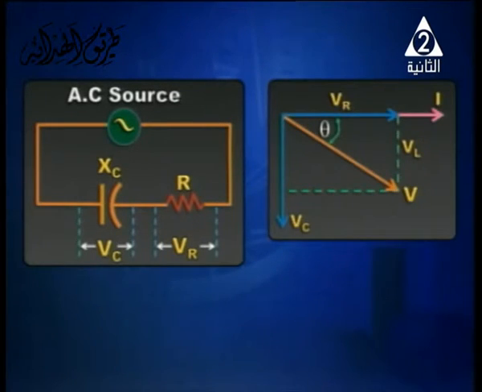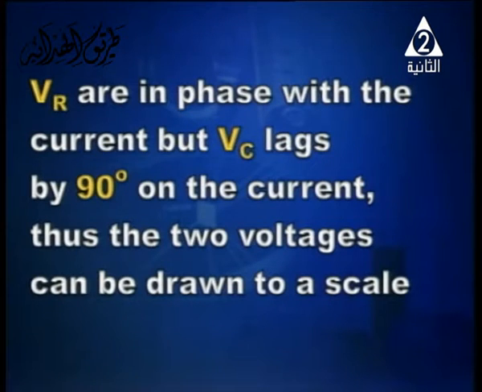Voltage and current are in phase in the resistor. But voltage lags by 90 degrees on the current when talking about the capacitor. So VR is in phase with the current, but VC lags by 90 degrees on the current. Thus, the two voltages can be drawn to a scale.